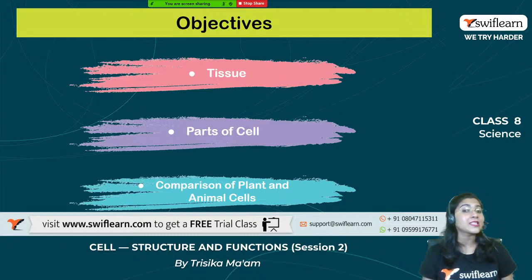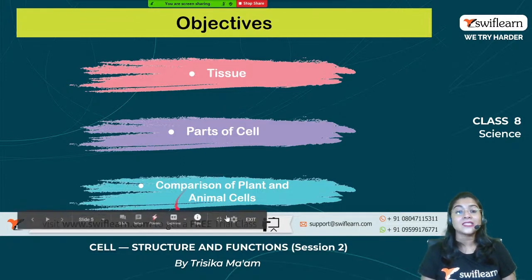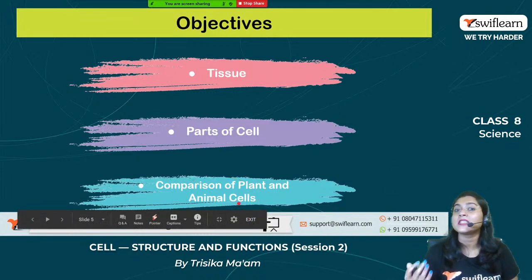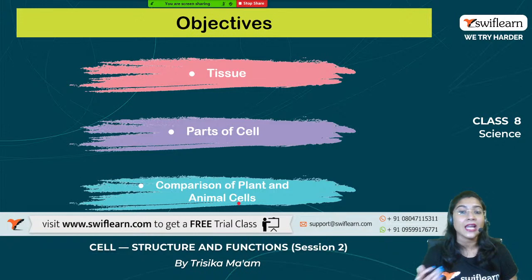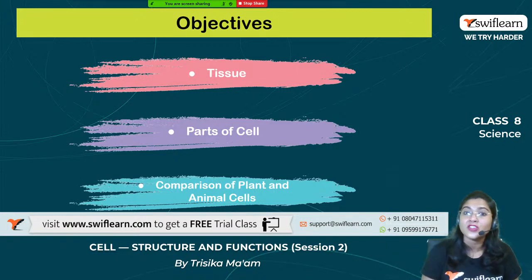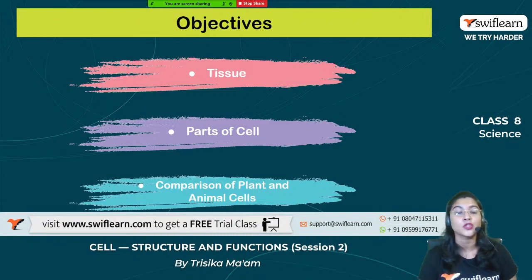Fine. So we will study all these parts one by one, and finally we will compare the plant cell and the animal cell. There are some basic differences between the plant cell and the animal cell because of the survival strategy of the plants and animals. So what these differences are, we will study in today's session.